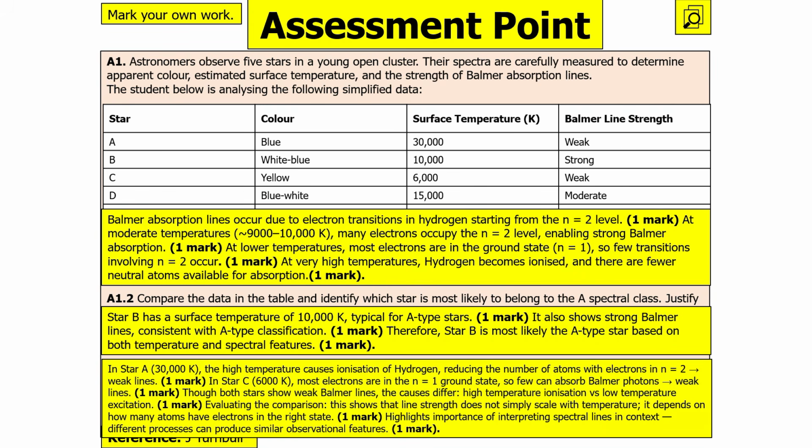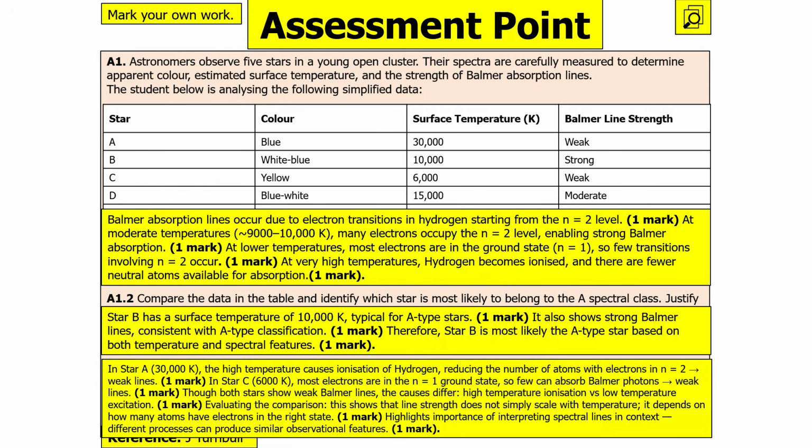In Star A, the high temperature causes ionization of hydrogen, reducing the number of atoms with electrons in the n equals 2 state, so you have weak lines. In Star C, most electrons are in the n equals 1 ground state, so very few can absorb Balmer photons, giving weak lines. Though both stars show some weak Balmer lines, their causes differ: high temperature versus low temperature.